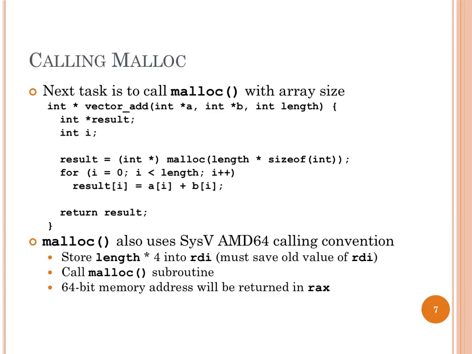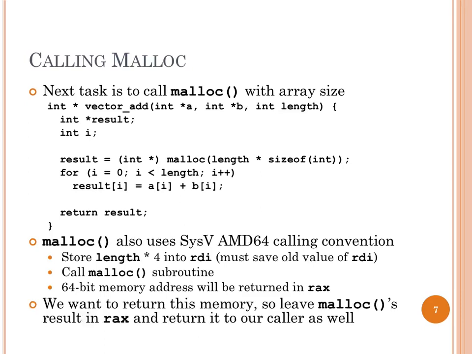Ints in 64-bit are still 4 bytes. In general, it may be a platform where that's not true, but at least for x86-64 in C, we know that ints are still 4 bytes. So we take length and multiply it by 4. There's an easy way of doing that, right? Shift it left 2 bits, so then we have that part taken care of. We invoke malloc, and then magically there's something going to be in RAX when malloc returns.